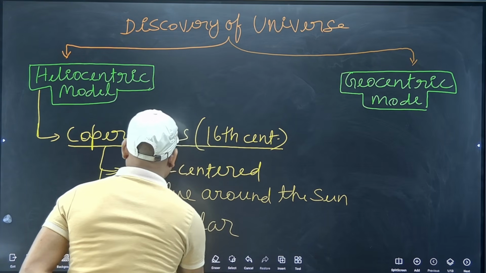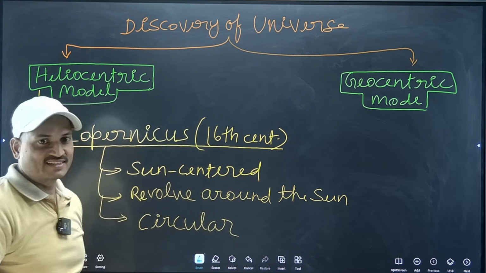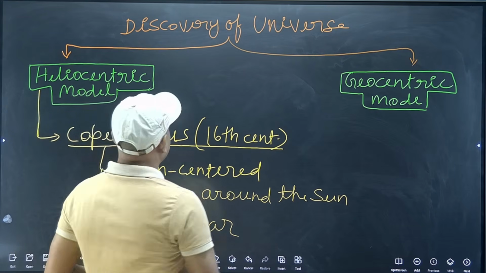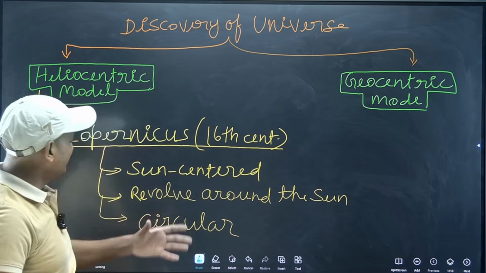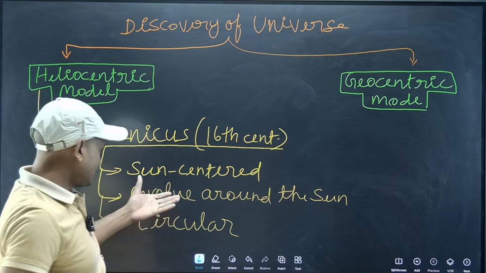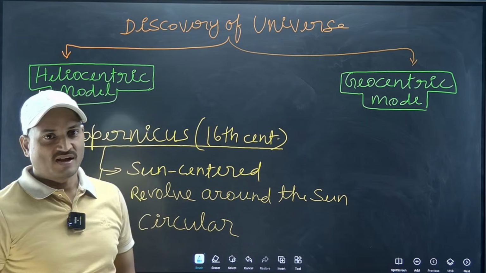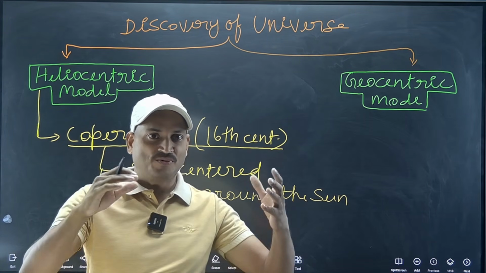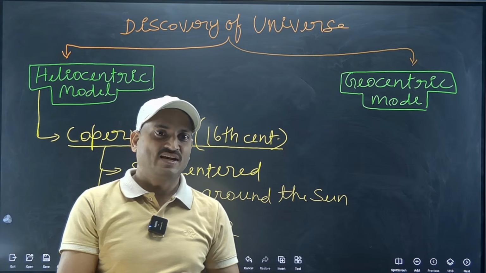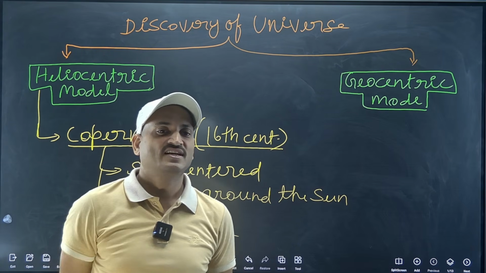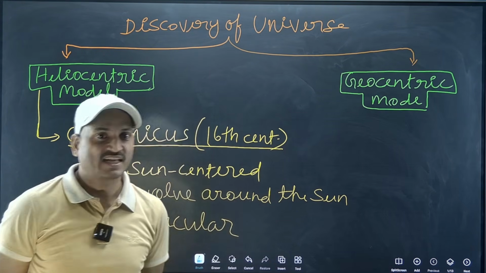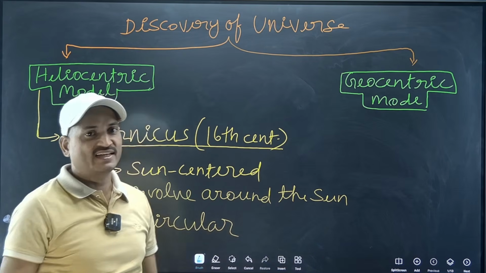Still, Copernicus could not find out exact reality because he still suggested that the orbit of revolution is circular. As we know now, the orbit of revolution of all the planets around the Sun is not exactly circular, it is an elliptical orbit. We will discuss that ahead.